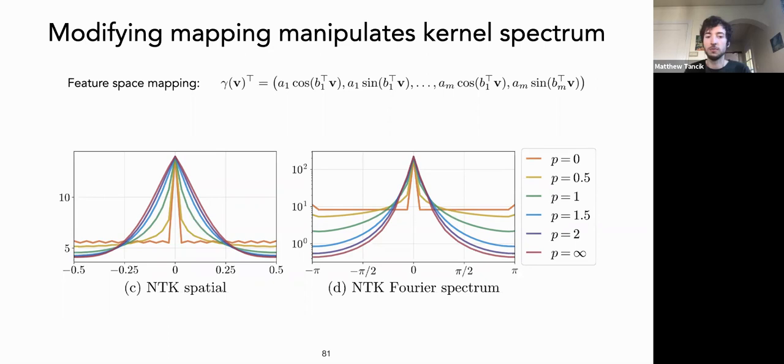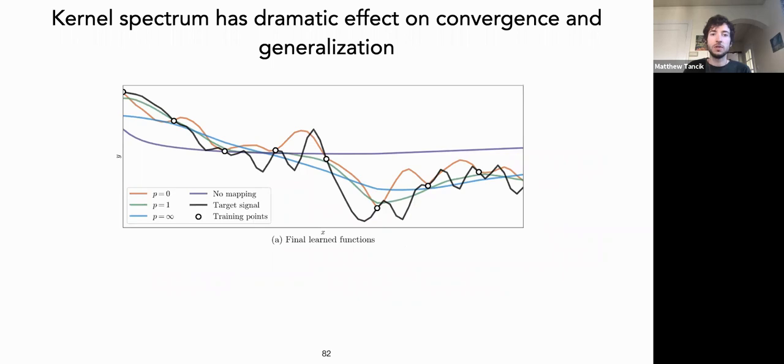And in this recent work, they essentially say that the networks will converge faster to represent the frequencies that have power in the NTK spectrum. So to go into this a little more experimentally, here we just have a network that's trained to regress this black function.